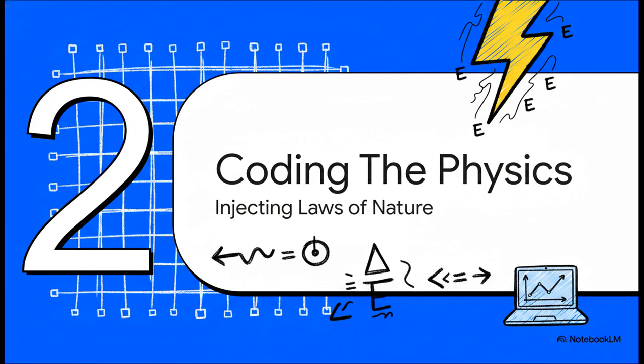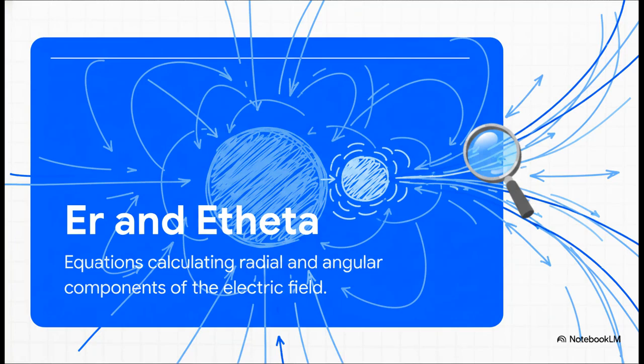Moving right along to phase 2, coding the physics. This is where we inject the laws of nature right into our grid. Okay, this is the heavy lifting of the entire script. These 2 equations dictate exactly how the uniform electric field bends and mathematically reacts to the presence of our sphere. Er handles the radial component, how the field pushes outward, while E theta handles the angular component, describing how the field flows around the sphere.